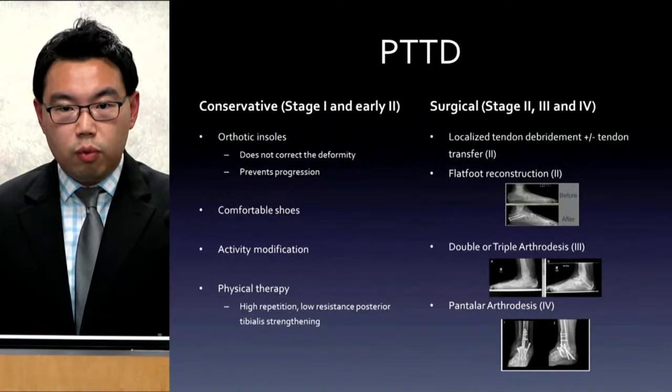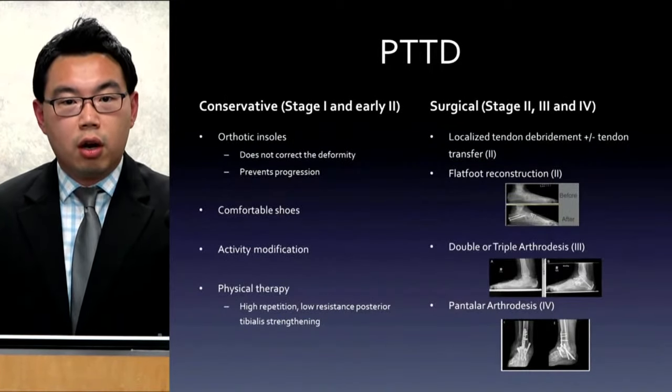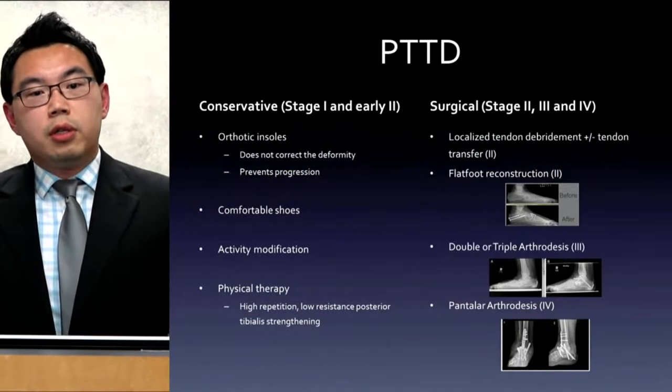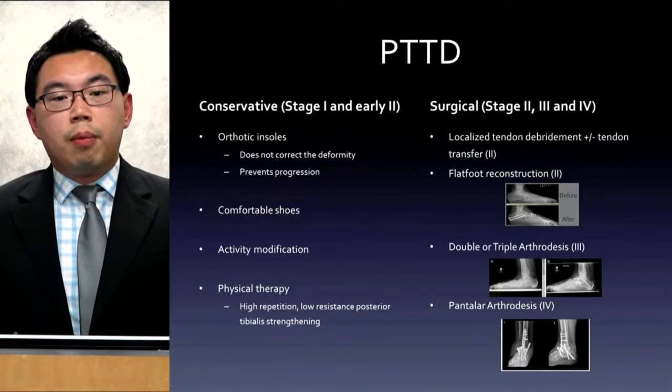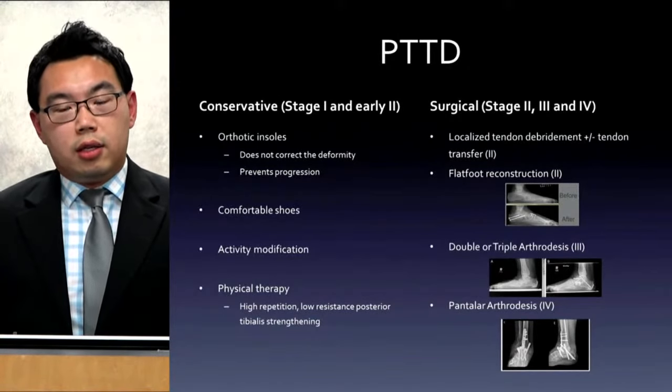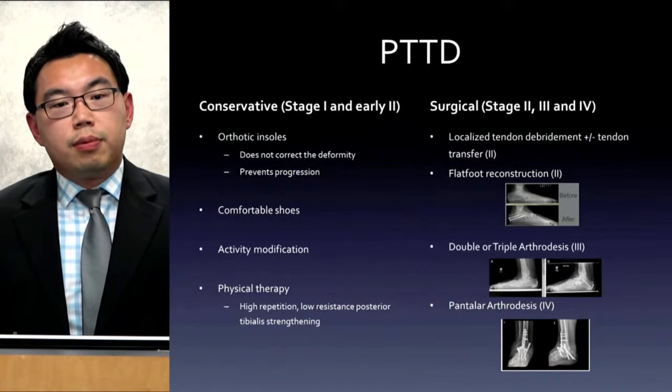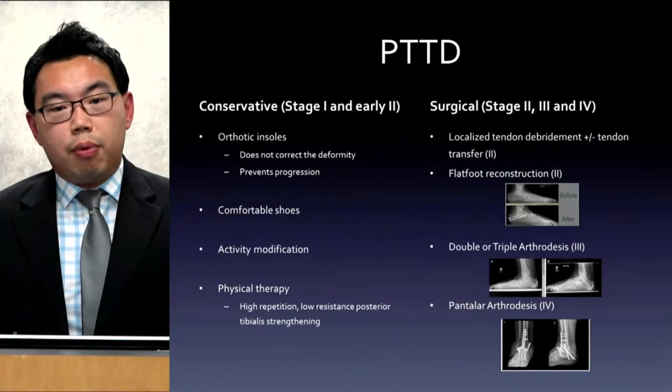So what do we do with that? We briefly discussed stage 1 and early stage 2. These are pretty successfully treated with non-surgical options that consist of a number of things to correct or temporarily correct the alignment, such as orthotics. It prevents progression, but temporarily corrects alignment, but not permanently.